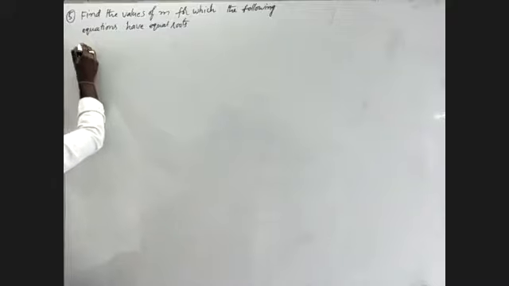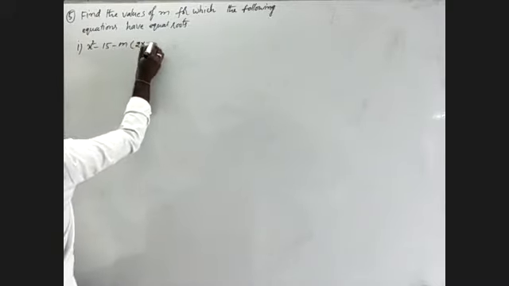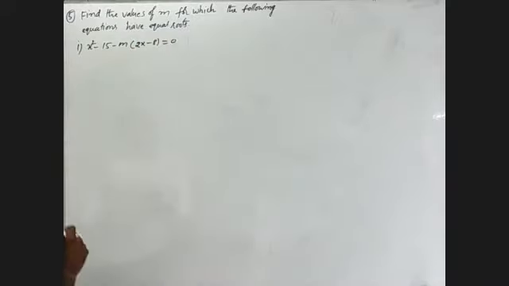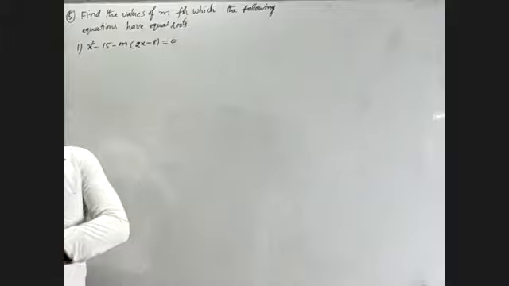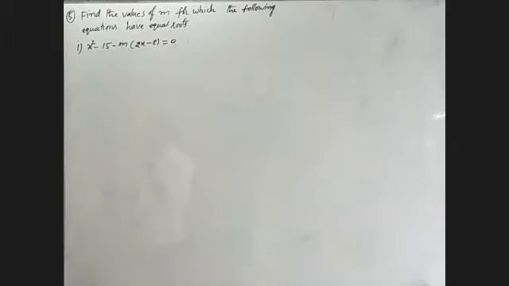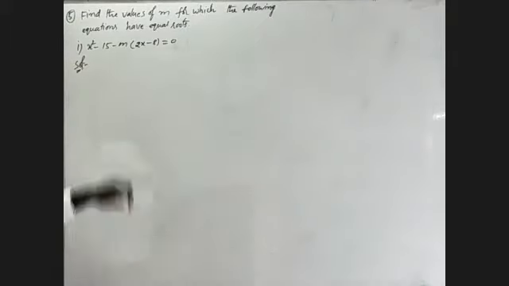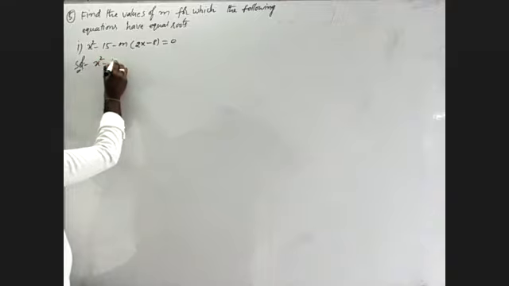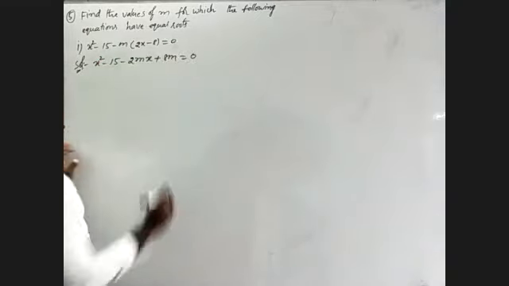Here the first one is x square minus (15 minus m) into 2x minus 8 is equal to 0. Okay, we will observe this one. First, we'll write this given equation as a quadratic equation. I will write x square minus 15 minus 2mx plus 8m is equal to 0.